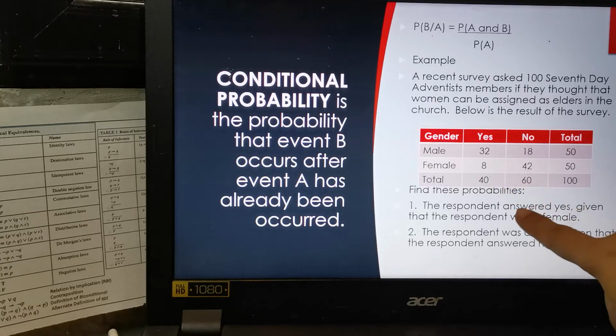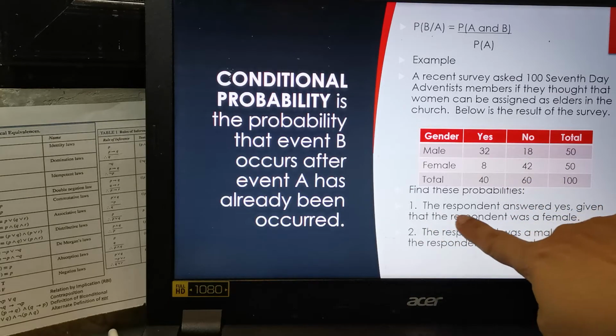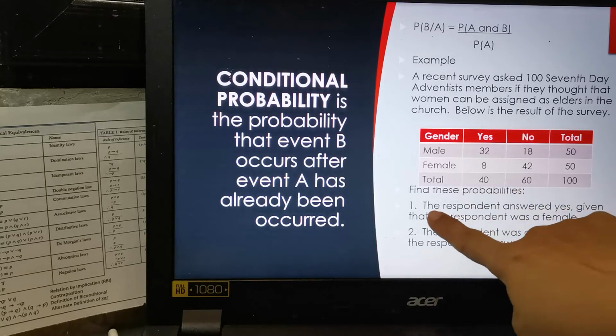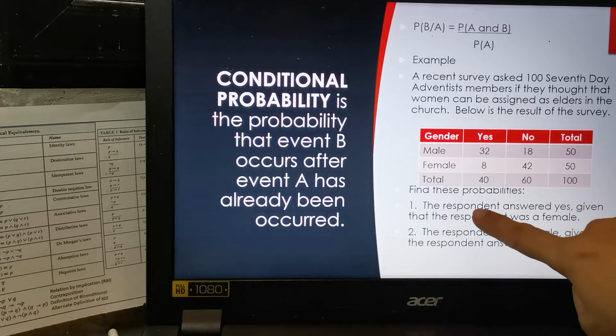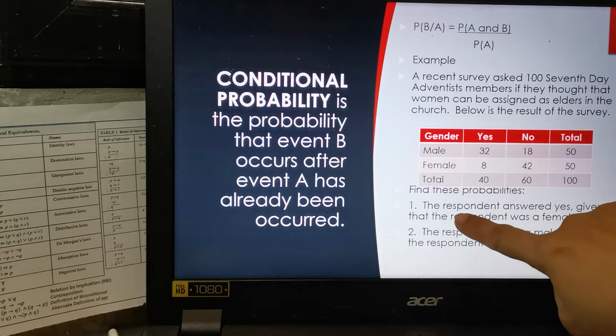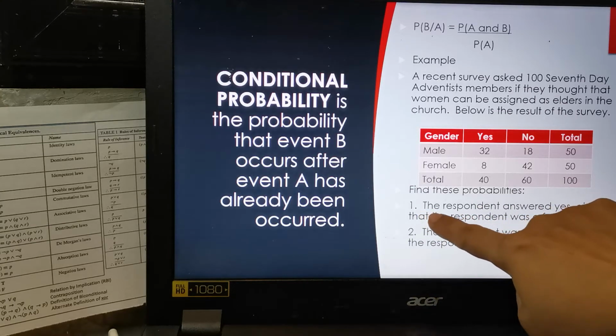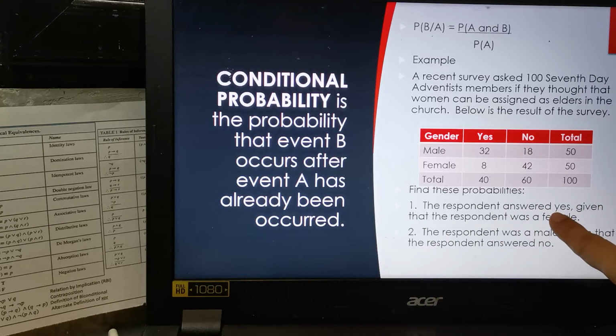Okay? So, we have here the question: find the probabilities. The respondent answered yes, given that the respondent was a female. Okay, so given na yung respondent natin ay female, ilan or ano yung probability na ang answer niya ay yes. So for us to be able to analyze this problem, ilagay natin siya sa tree diagram.